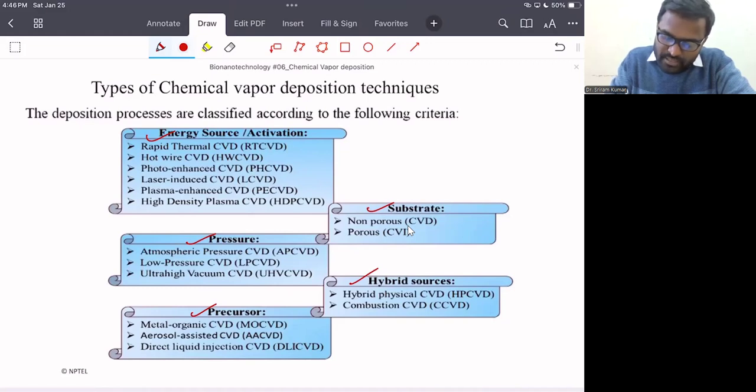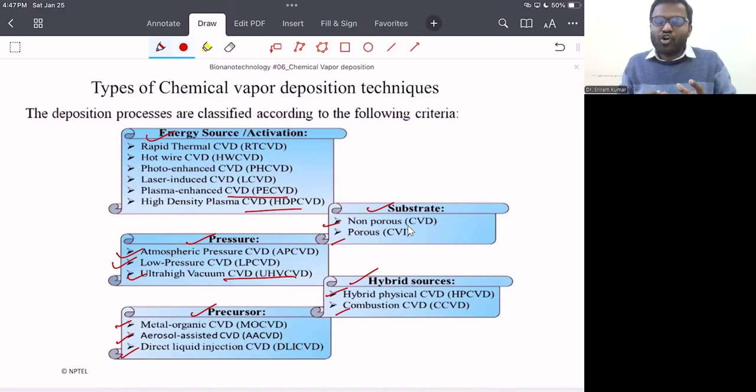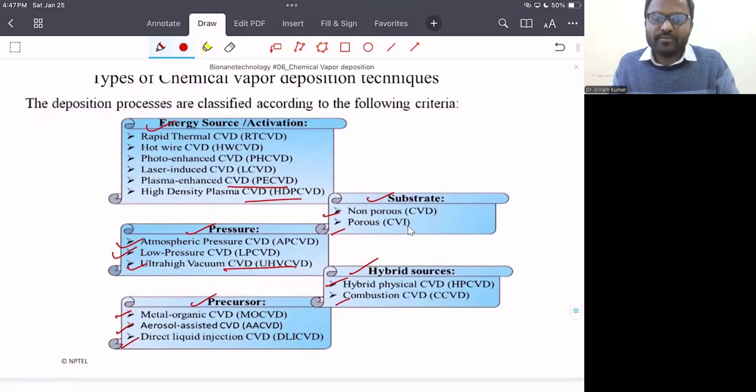So here in energy system, you have the plasma enhanced CVD, maybe high density plasma. We understand about the pressure based kind of the atmospheric pressure. We have the ultra pressure and ultra high vacuum CVD system. Based on the precursors, metal organic precursors, aerosol assisted CVD, direct liquid injection CVD. Substrate based on this porous kind of this substrate, hybrid physical deposition on the combustible CVD. So based on the kind of energy source you use, the pressure, maybe the precursors, we have different kind of chemical vapor deposition.